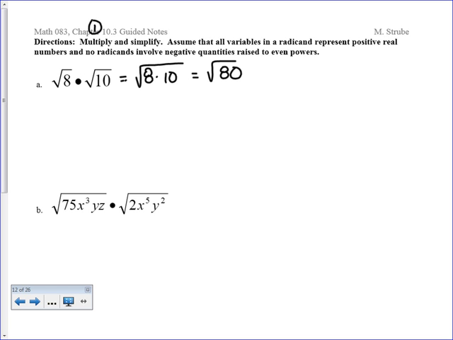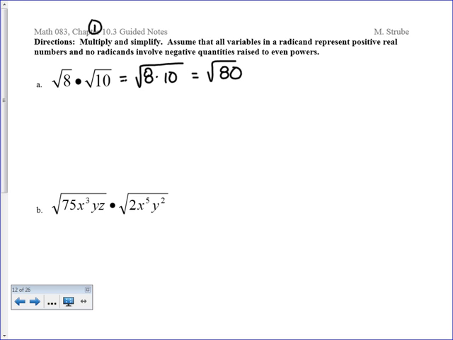So step 1 says multiply. Step 2 says simplify. So I want to know, do any of my perfect squares evenly divide into 80? If more than one does, I want the biggest. So do any of my perfect squares divide into 80? 16. Okay, 16 times what gives me 80? 16 times 5.